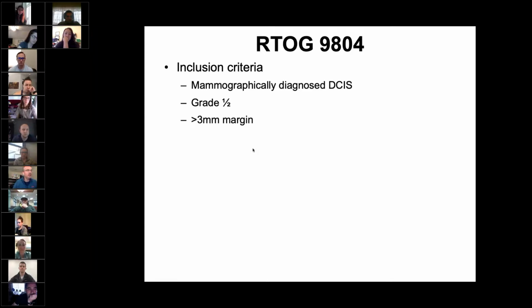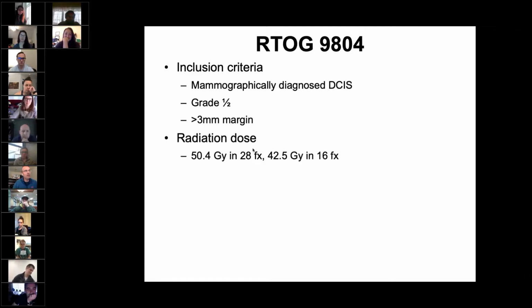So screen detected DCIS, that should be grade one or two, not grade one half. And then greater than a 3 millimeter margin. And I think I didn't write it down, but they also wanted the tumor to be less than 2.5 centimeters. So small tumors with a decent margin and low grade, they looked at radiation doses of 50.4 and 42.5. It's not overly important what the doses are, but basically they did standard radiation where people have to come in for 5 weeks versus a more accelerated radiation dose, a smaller dose over a shorter time.